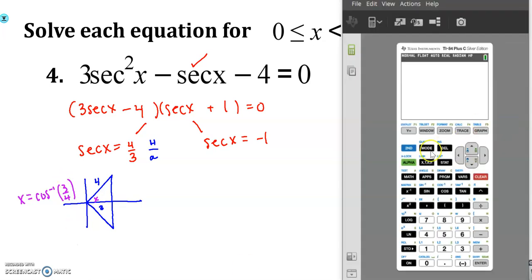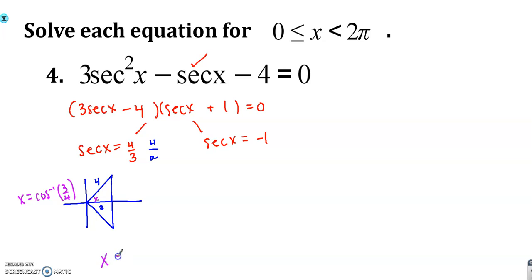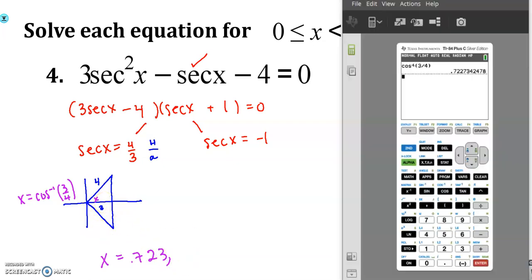So I'm going to go to my calculator, make sure that I'm in radians, and then I'm going to do inverse cosine of 3/4. And that will be one of my answers because I have an angle in the first quadrant. So the first answer that I'm going to get is x equals 0.723. Then in quadrant 4, you're going to do 2 pi minus your reference angle, so 2 pi minus that answer we just got.